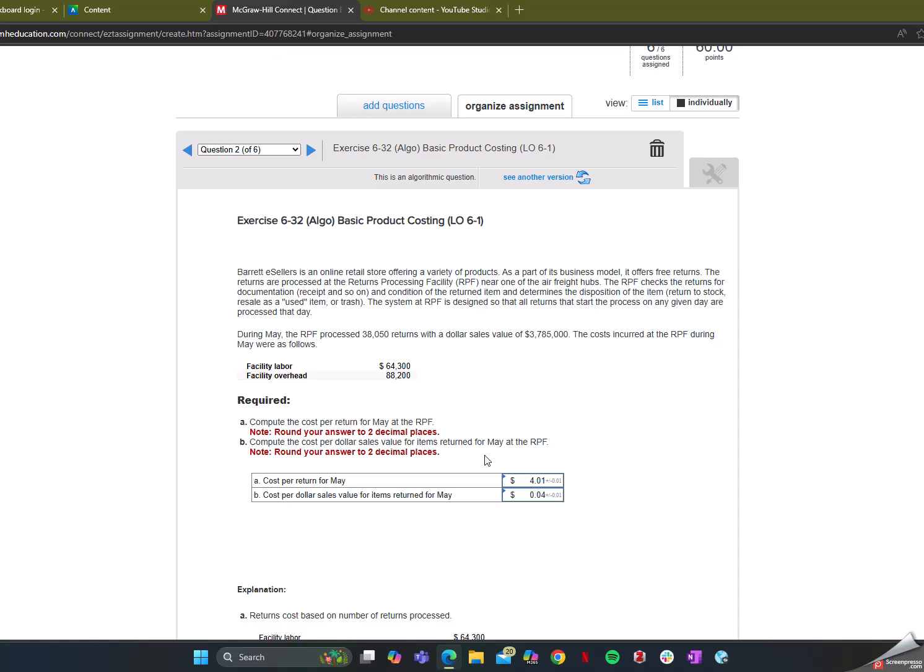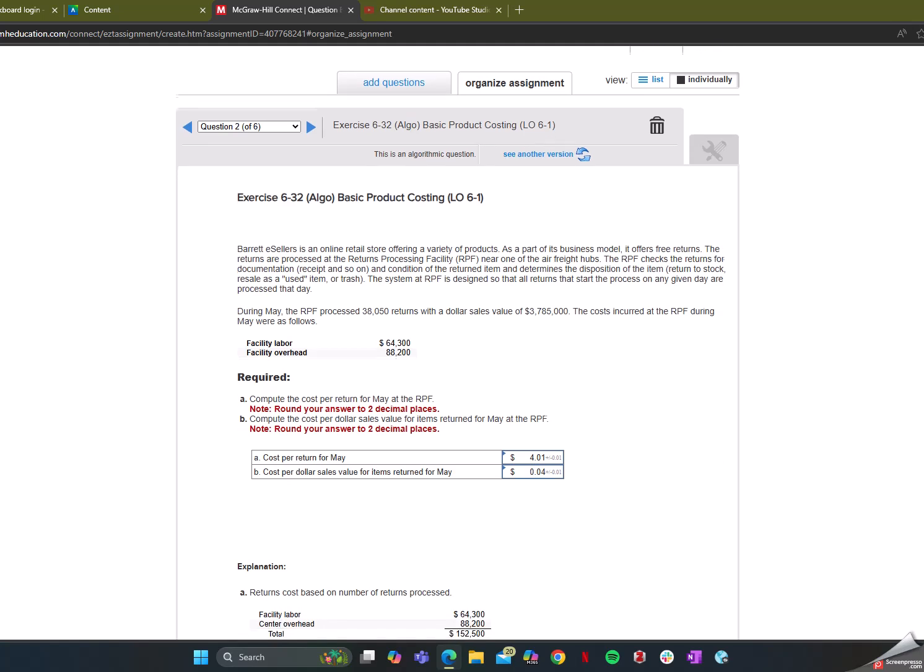So the system is designed so that all returns start the process on a given day or are processed that day. So they processed 38,050 returns with a dollar sales value of $3,785,000. The costs incurred are listed below, so the facility's labor and the facility overhead. So compute the cost per return for the month of May.